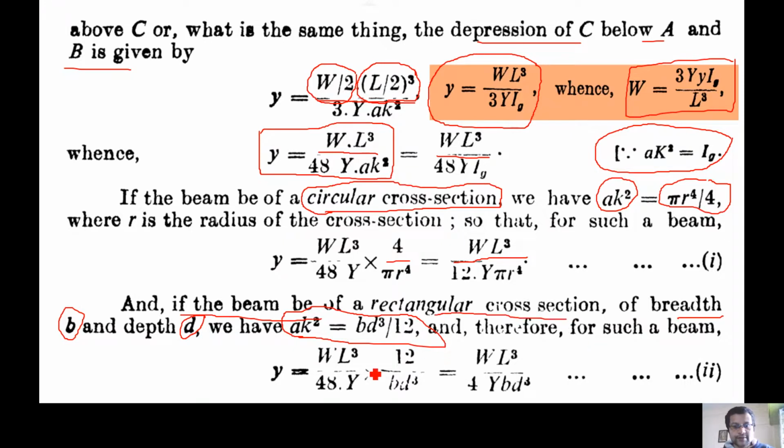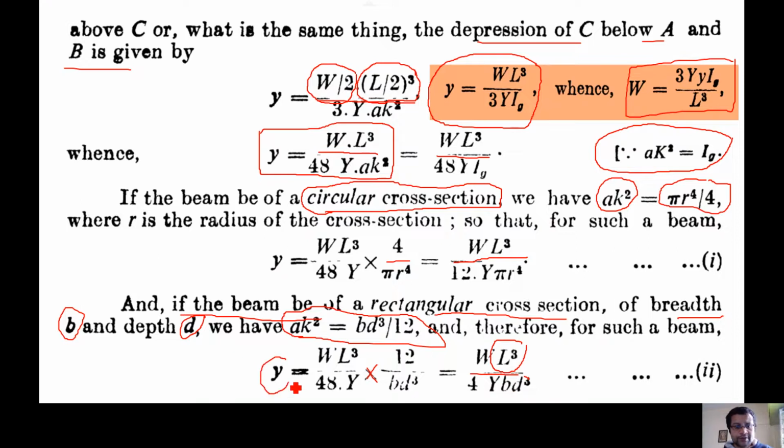We know this value, so we just put it over here and solve further to get the depression produced in terms of the thickness, or breadth, of this particular beam having the rectangular cross section. So you can see that over here the depression produced is inversely proportional to the cube, the third power, of d, and directly proportional to L cube.